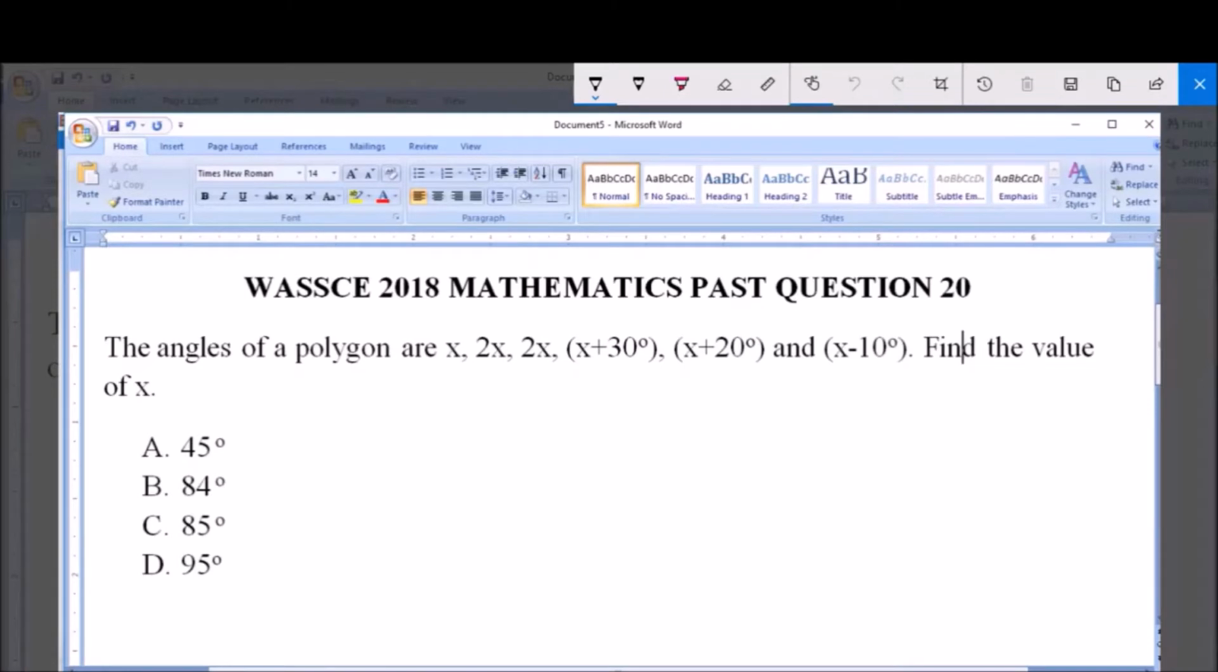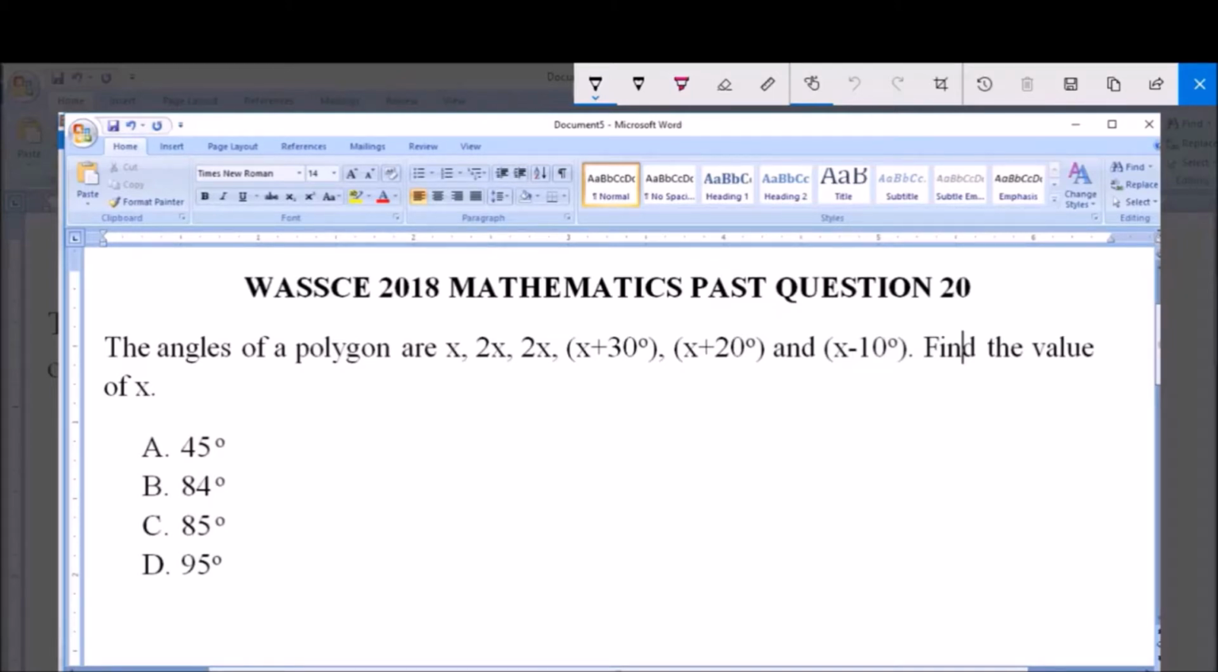I'll be answering WASSCE 2018 Mathematics Past Question 20. The angles of a polygon are x, 2x, 2x, x plus 30 degree, x plus 20 degree, and x minus 10 degree. Now we have to find the value of x. A 45 degree, B 84 degree, C 85 degree, and D 95 degree.